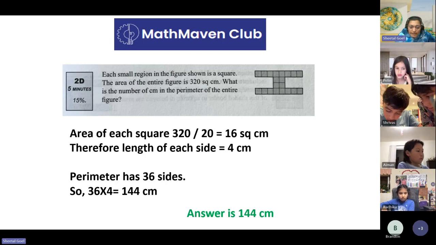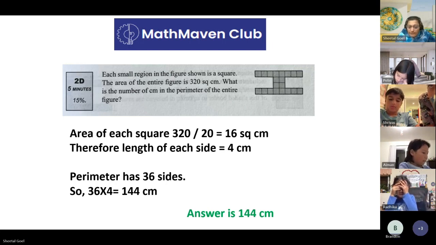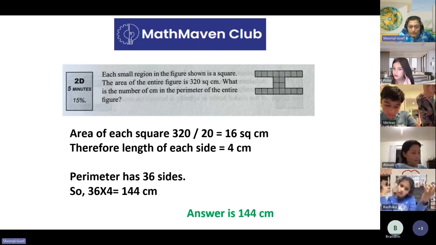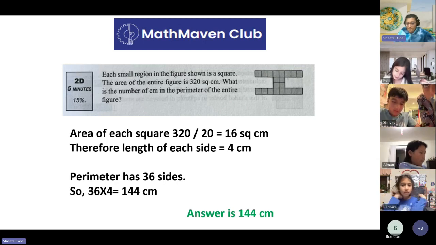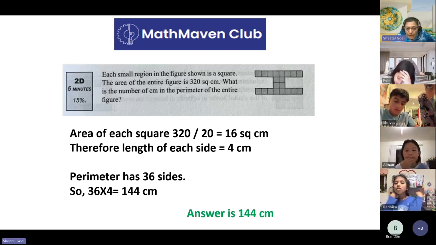Now the question is we have to find the perimeter. Perimeter means what? The complete outer side of the shape. So when we count the outer side, we will only consider this outer side. Each square has an outer side of 4 centimeters. We will not consider inside sides, right? So how many sides are there like that? You can see this.